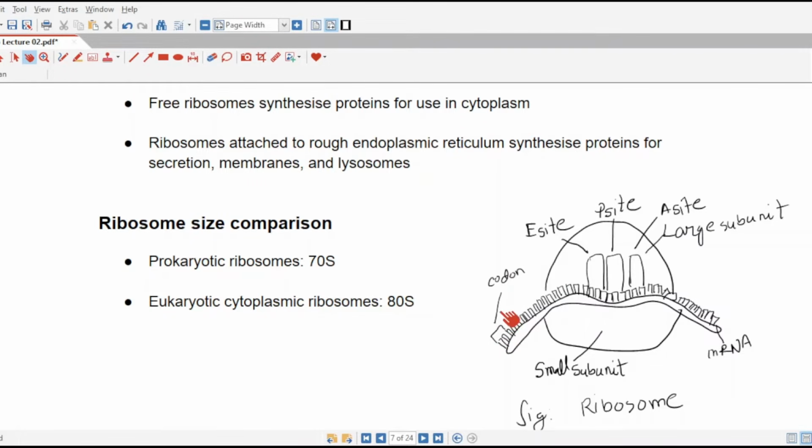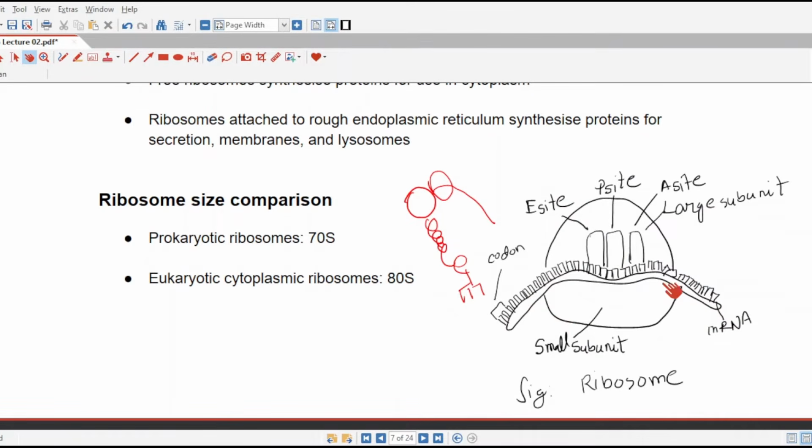3 sugar bases together are called a codon, and following this codon, tRNA will bring some amino acids. Let's say an amino acid is brought here with the help of tRNA, and when the tRNA sits with its anticodon, the amino acids will be bound together, which will form a peptide and eventually a protein, right? And the ribosome, you see that the ribosome has 2 subunits. One is the small subunit, another one is the large subunit, right?